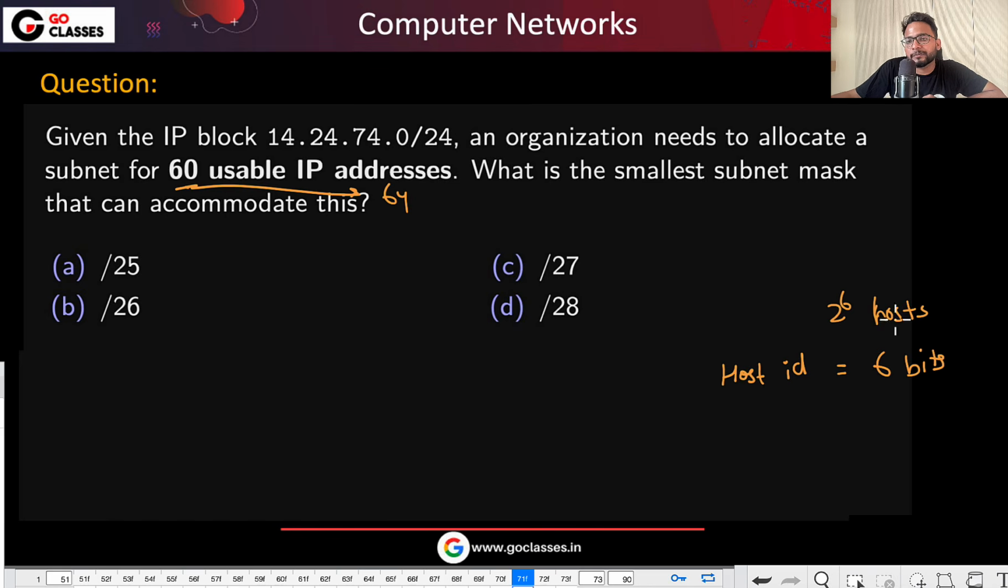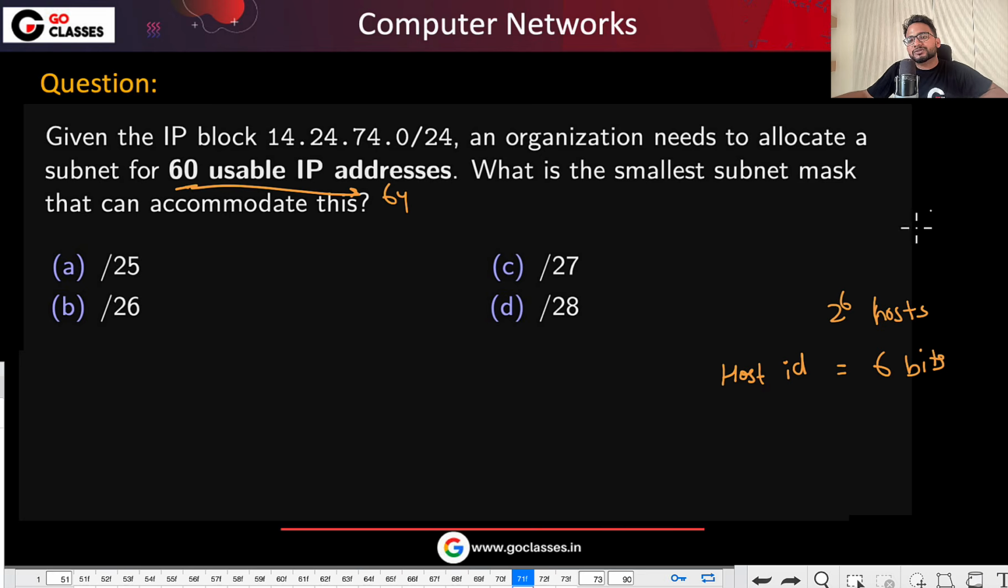There is also the plus 2. Usable IP addresses means that an extra 2 you will be adding anyway for the network and broadcast addresses. So 62 usable, but the nearest is 64 actually. Don't worry about this plus 2 minus 2. They won't play around with these things much, but I have given you enough information even if they do. Generally they don't do such dirty tricks.